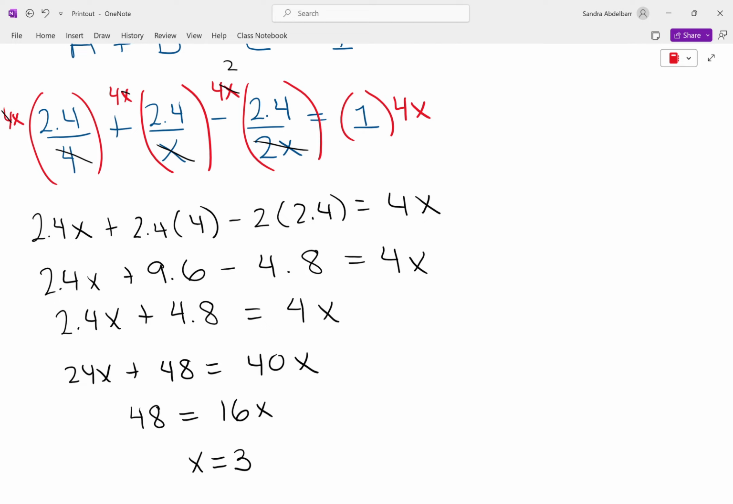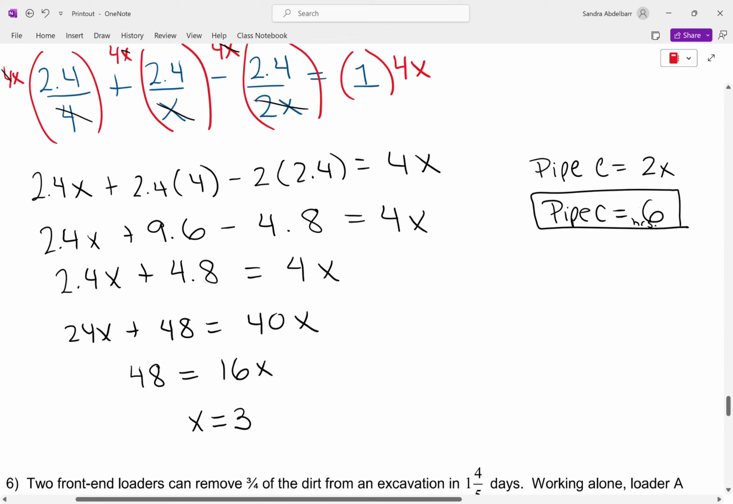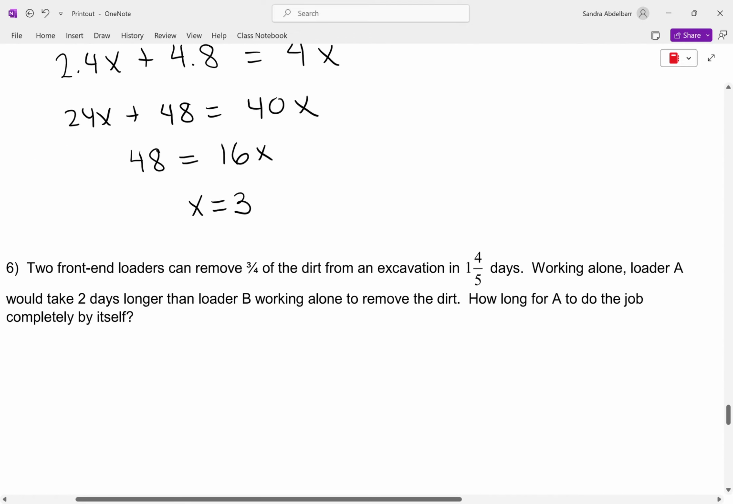So how long for C to drain the tank? How long would it take C to drain the tank? 6 hours. So remember, pipe C was 2x. So pipe C will be 6 hours.